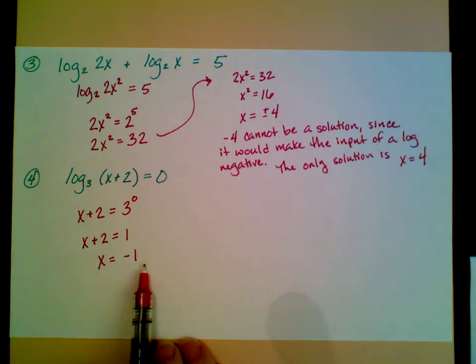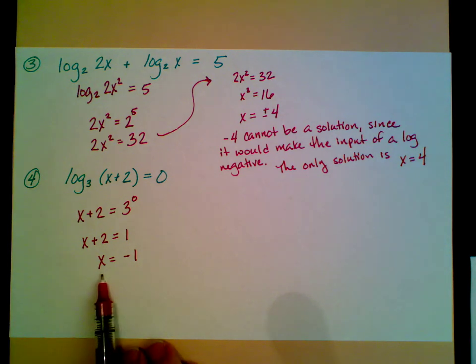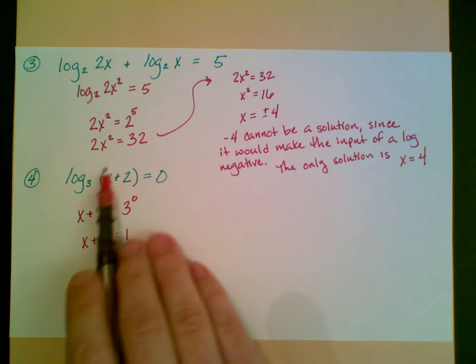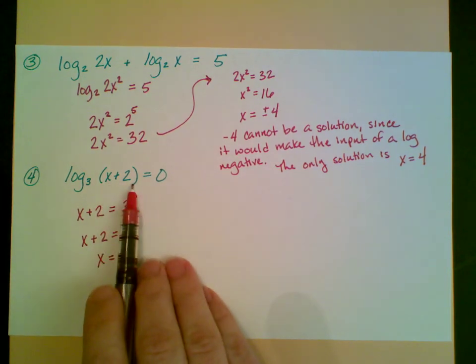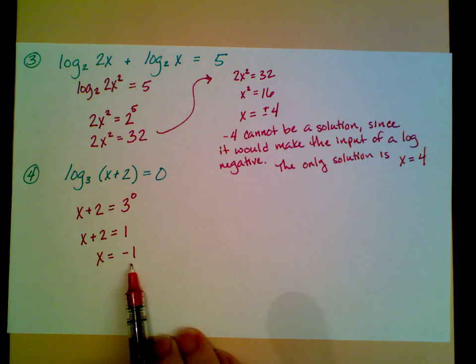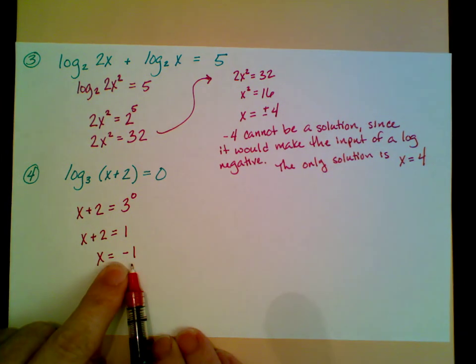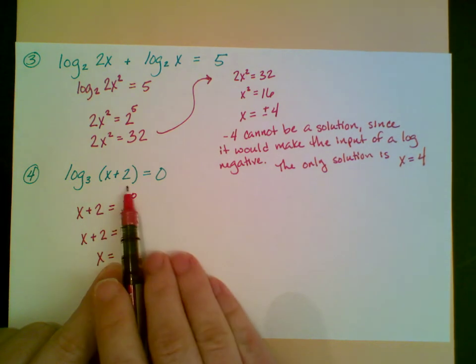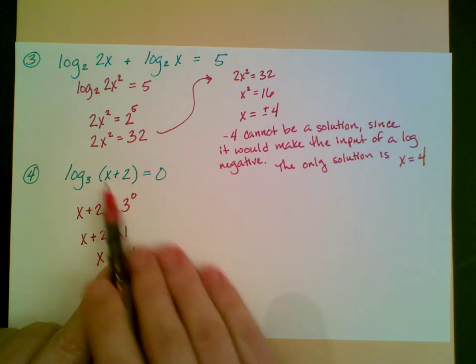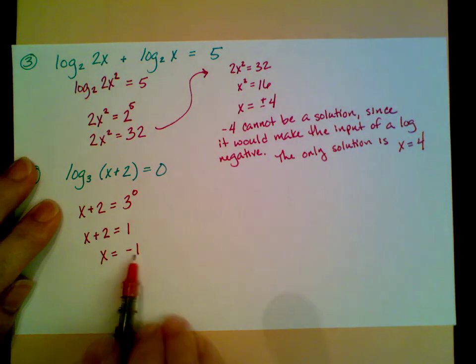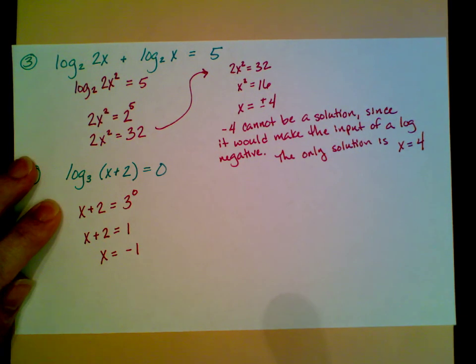So my x is negative, which at first, when working logarithm problems, people might be tempted to throw that away. But remember, it's not x that can't be negative. It's the input of the entire log that can't be negative. Now, the input of this logarithm is x plus 2. If I have negative 1 as my x, then x plus 2 is positive 1, which is a positive number and so is an allowable input for the log. So we do get to keep our solution of negative 1.